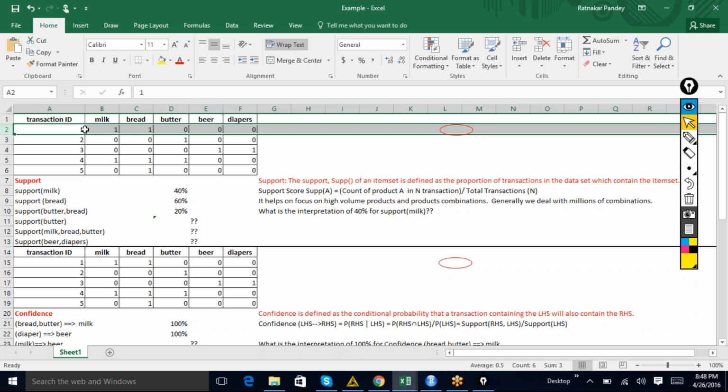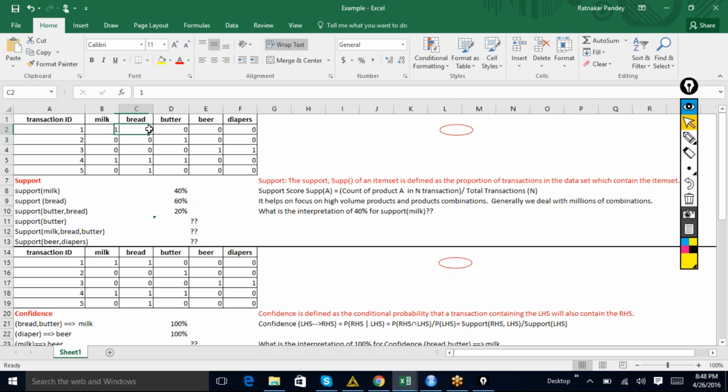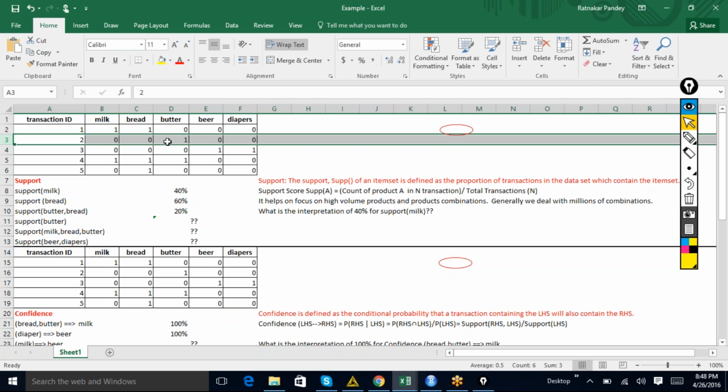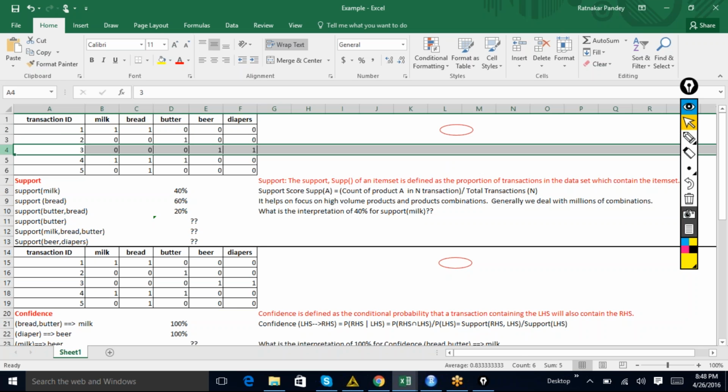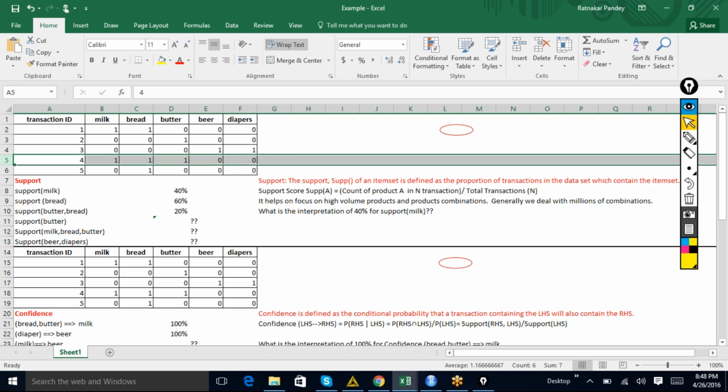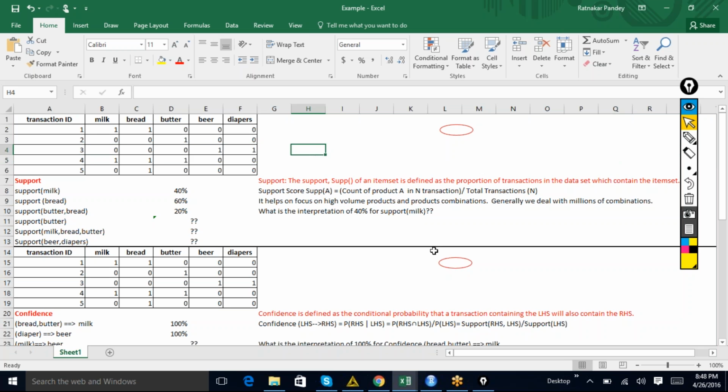In the first transaction, 2 items were sold, milk and bread. There was no butter, no beer, and no diaper sold, right? In the second transaction, only butter was sold and no other product. Similarly, in the third transaction, we have beer and diaper sold together. In the fourth transaction, we have milk, bread, and butter sold together, right? So this is overall how the data looks.